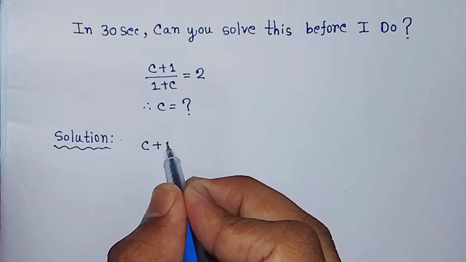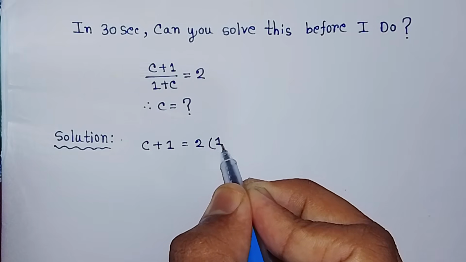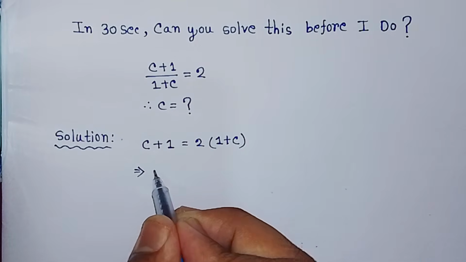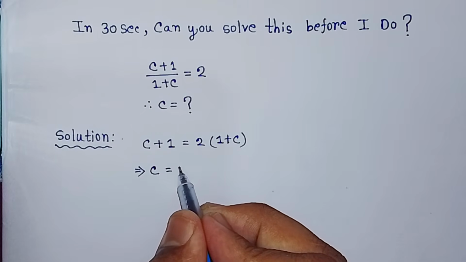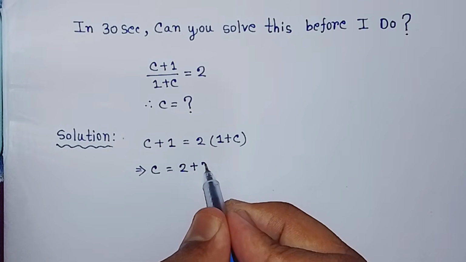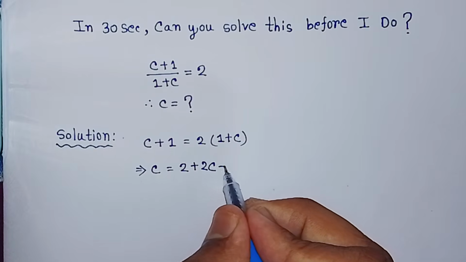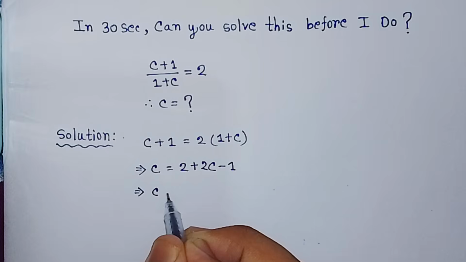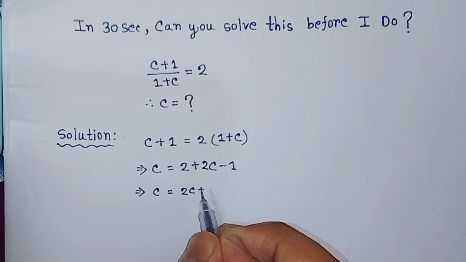c + 1 = 2 times (1 + c). Then it will look like c = 2 times 1, which is 2, plus 2 times c, which is 2c, and this 1 will be in here as minus 1. Then we can write c = 2c + 1.